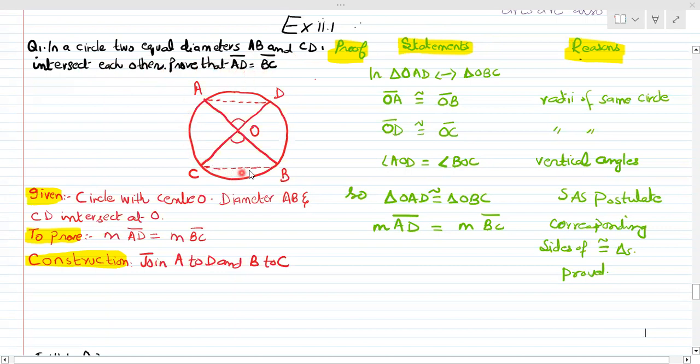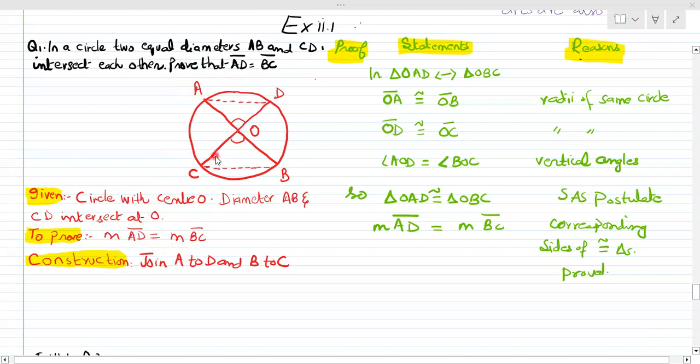So we have taken a circle with center O, and there are two equal diameters, as given to us, AB and CD, and they are intersecting each other at this point O. We have written this information in the given step, and whatever we have to prove, we have mentioned over here: to prove that measure AD is equal to measure BC.